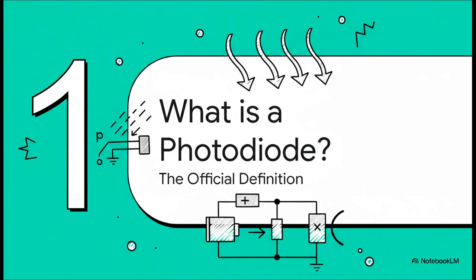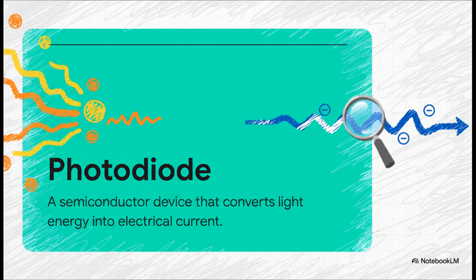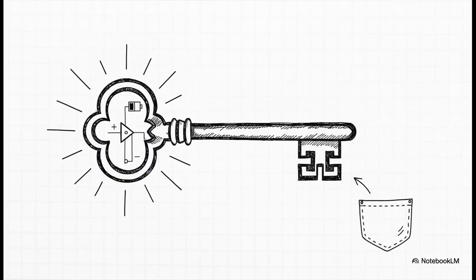What is a photodiode officially? Let's get the proper definition down. And here it is, the textbook definition. At its core, a photodiode is just a semiconductor that converts light energy into electrical current. Think of it as a tiny energy translator, changing photons, light particles, into a flow of electrons we can actually do something with.